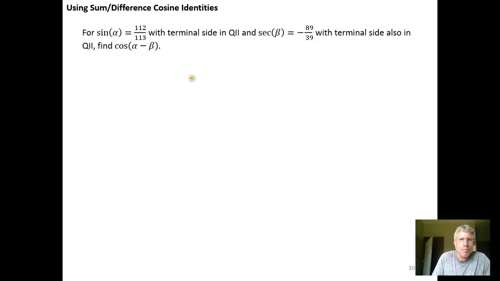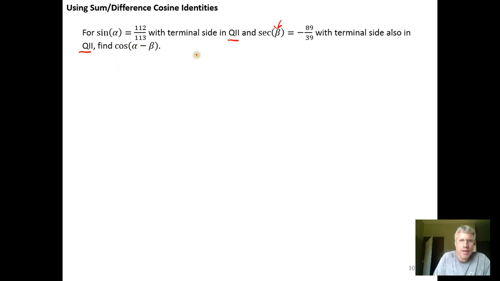So final example says find the sine of alpha. For sine of alpha equaling 112 over 113 with terminal side in quadrant 2, and the secant of beta equaling negative 89 over 39 with terminal side also in quadrant 2. Find the cosine of alpha minus beta.